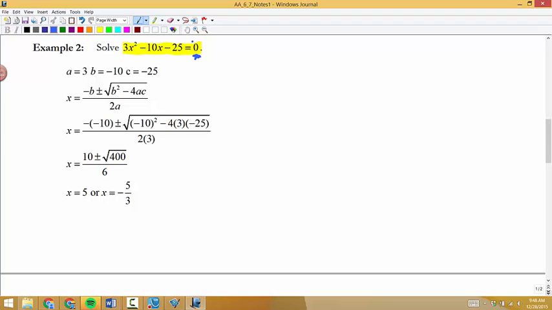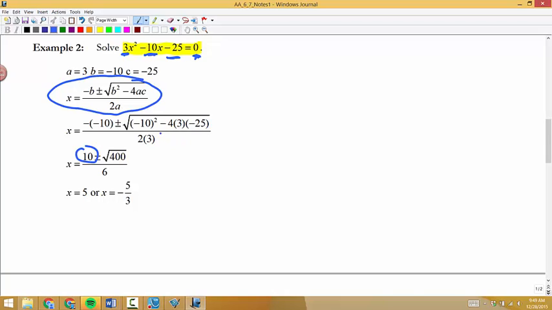We can immediately pick out our a, b, and c values. My a value is 3, my b value is negative 10, and my c value is negative 25. Now I'm going to take those a, b, and c values and plug them into the quadratic formula. It's just a matter of plugging things in. Remember, it's negative b, or the opposite of b. So if b is negative 10, this is actually going to end up being 10 instead of negative 10, plus or minus the square root of b squared minus 4ac, all over 2a.